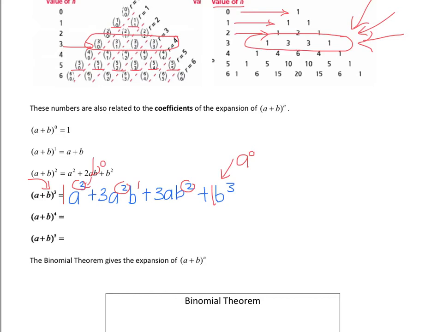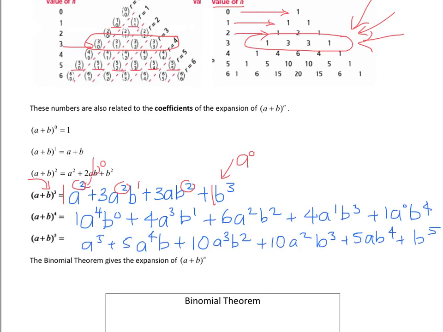Okay, so if I follow the patterns, I should be able to expand a plus b to the exponent 4 without really multiplying anything, just using the pattern from Pascal's triangle and how we counted down for the exponents. Pretty easy, eh? I think you can, and I bet all of you can. So right now, pause the video and see if you can complete the expansion of a plus b to the power of 4 and a plus b to the power of 5 just using Pascal's triangle.